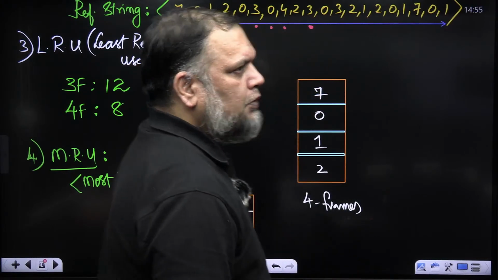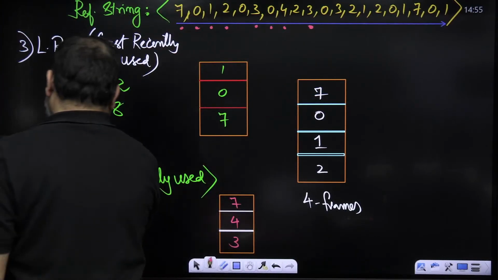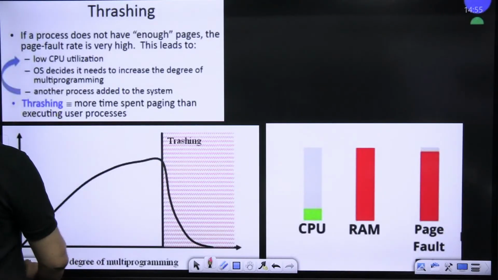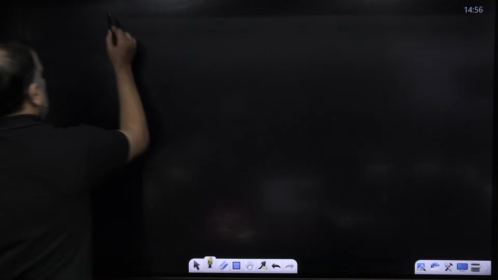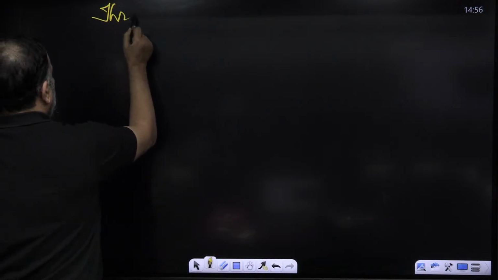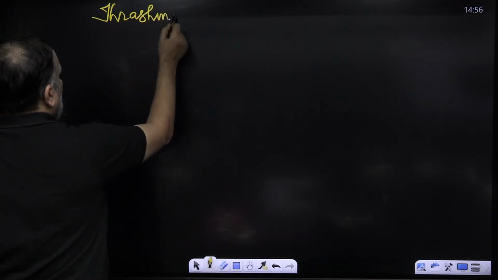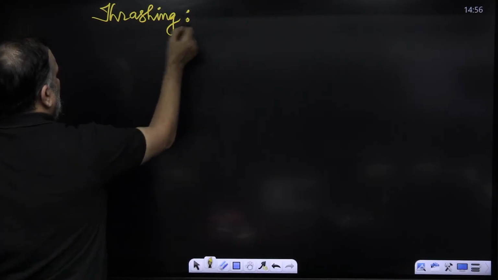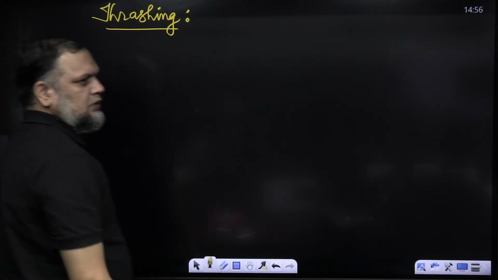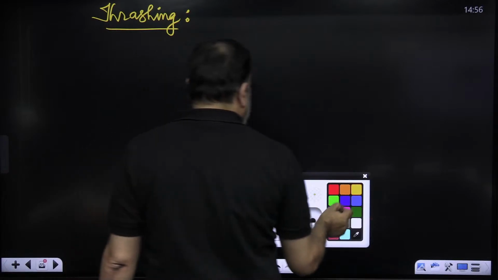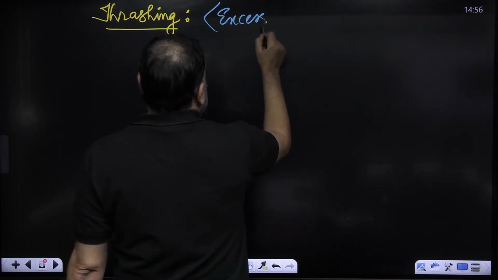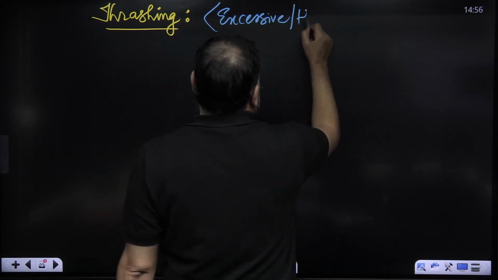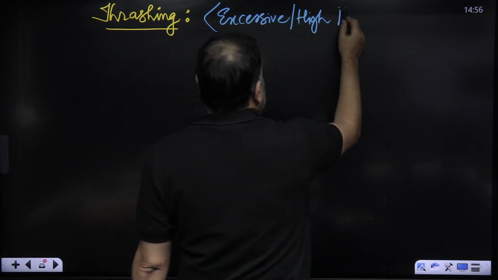Then there is another important performance issue with regard to virtual memory, और वो है the concept of thrashing. थोड़ा सा टाइम इस पर स्पेंड करेंगे. What exactly is thrashing and what are the causes for thrashing? Thrashing का बेसिक डेफिनेशन है एक्सेसिव और हाई पेजिंग एक्टिविटी.